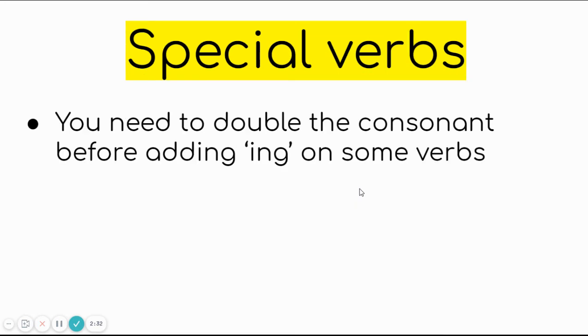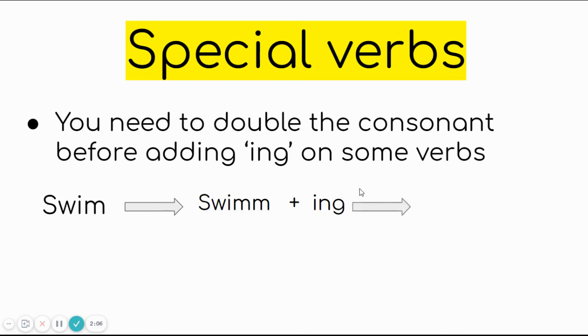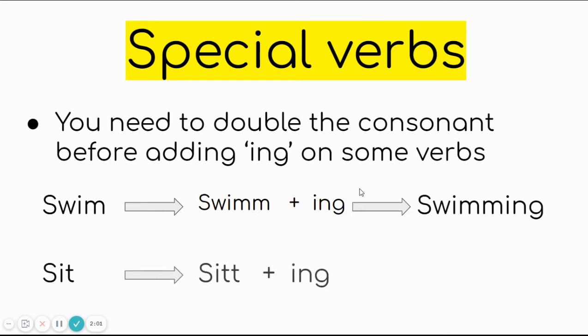We also have some special verbs, and with these verbs you need to double the consonant before adding ing. Remember, a consonant is any letter that is not a vowel. Let's look at the example swim. Swim is one of these special verbs. You need to change swim to double m and add ing to give swimming. And same with sit. You need to double the consonant, so double T plus ing to give sitting.